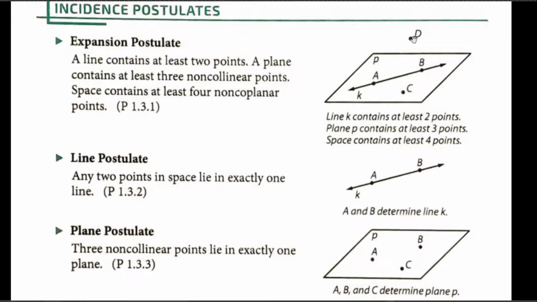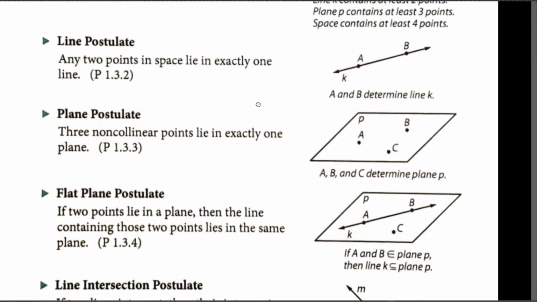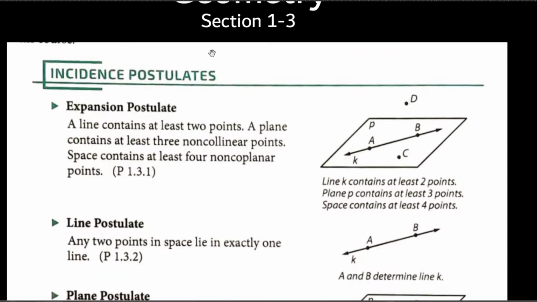All right. Do you see point D? D is not coplanar with this. So if I had A, B, C, and D, that would be considered space or everything. All right. Let's talk about the next one, the line postulate. And by the way, do you see that P? What do you think that P stands for? These are what? Incident what?